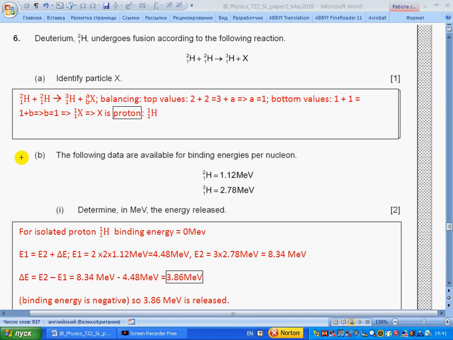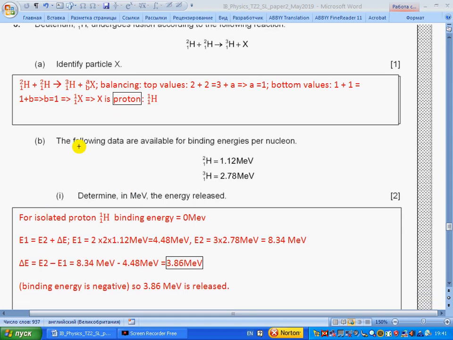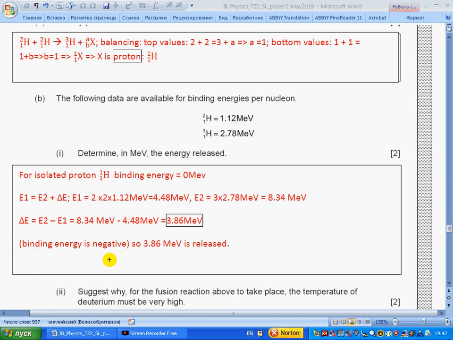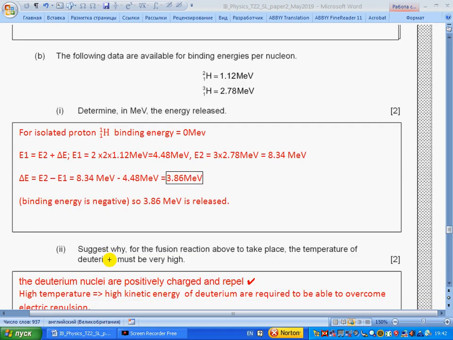The following data are available: binding energies per nucleon for deuterium and for tritium. Determine in mega electron volts the energy released. So we have 2 nucleons in one deuterium, energy per nucleon, 3 nucleons for tritium, and energy per nucleon. An isolated proton has no binding energy, so for the isolated proton, binding energy equals 0. So energy before equals E1, energy after equals E2, plus change. E1 equals 2 deuterium atoms, each with 2 nucleons, times energy per nucleon equals 448. Energy of tritium, 3 nucleons, energy per nucleon 834. Difference 386 mega electron volts. So this much energy is released. I remind you the binding energy is negative. This is why an increase by absolute value actually means a decrease.